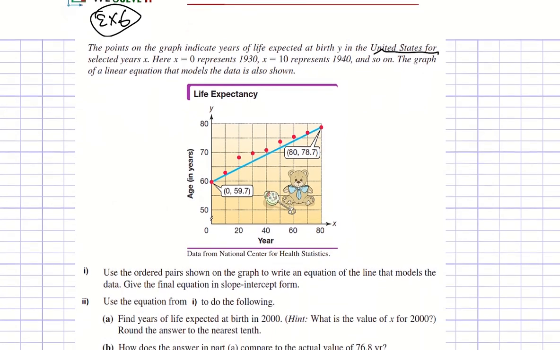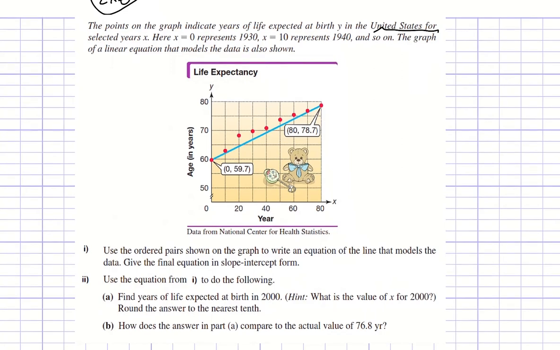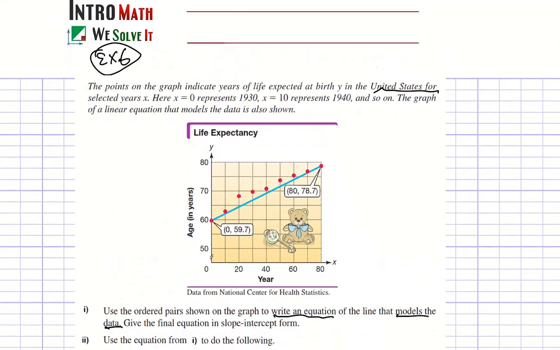Then it says, number 1, use the ordered pairs shown on the graph to write an equation of the line that models the data. Give the final equation in slope-intercept form. So use the points to write the equation that models the data. We've been doing data modeling, okay? You're given a bunch of points and then you're going to model it. Anyway, so let's go.